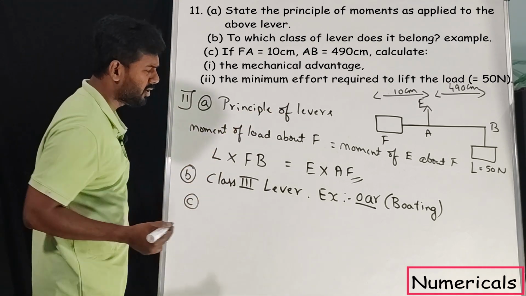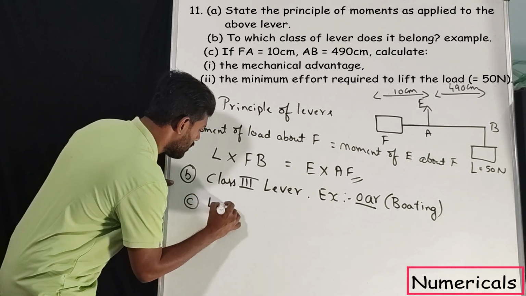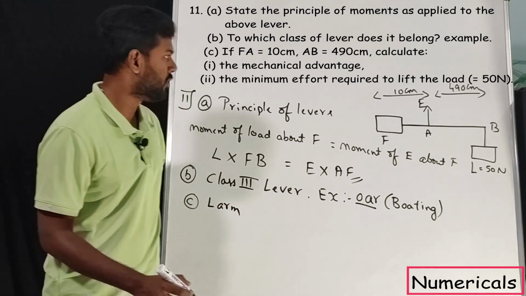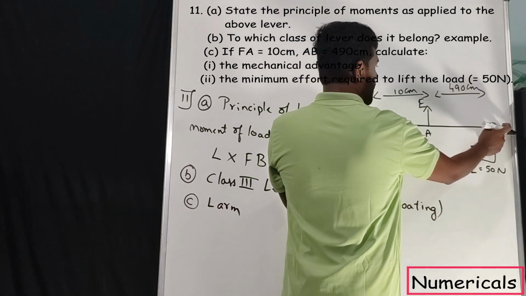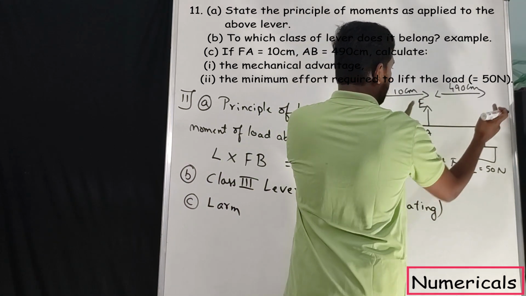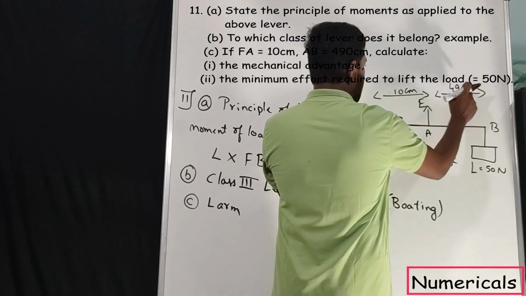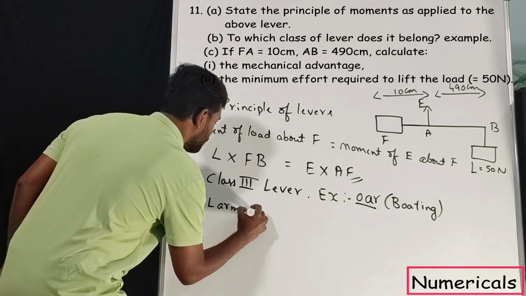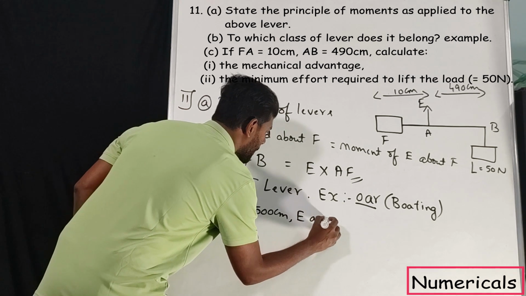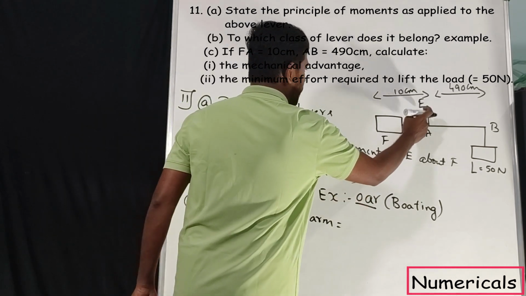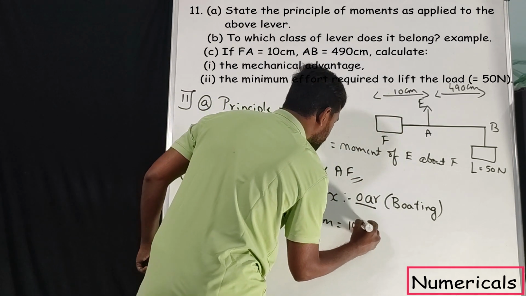Okay. Now we'll go one by one. First we'll find which is load arm and which is effort arm. Load arm. What do you mean by load arm? Load arm is nothing but from the load, from B to fulcrum. See, this distance is 490, but what distance we want? From B to F. Okay, that is load arm. Completely it is 500 centimeter. Effort arm is equal to from the effort to the fulcrum, that is from A to F, that is 10 centimeter.